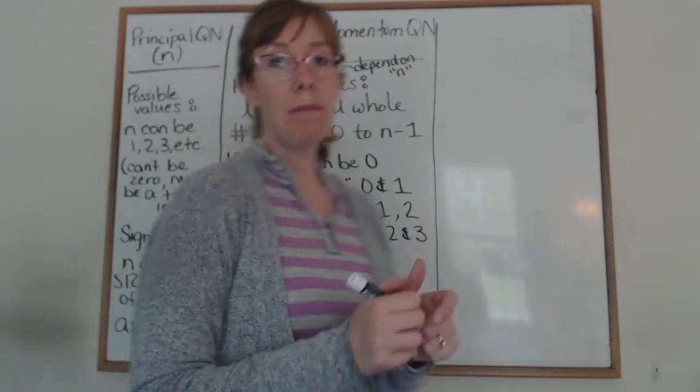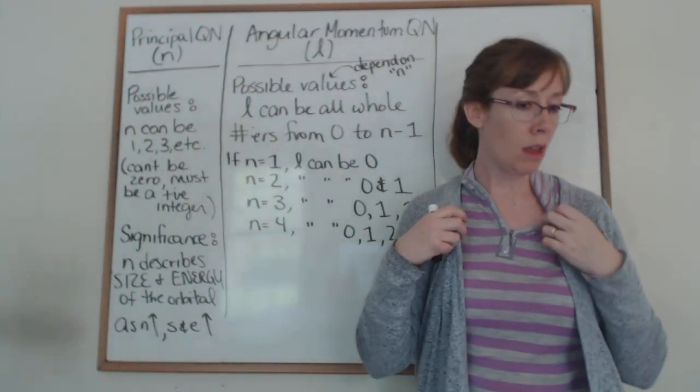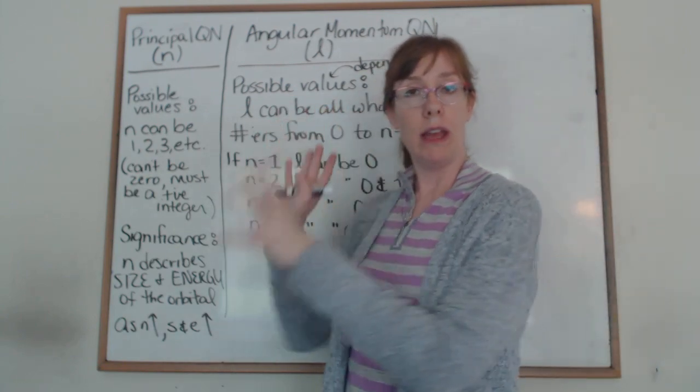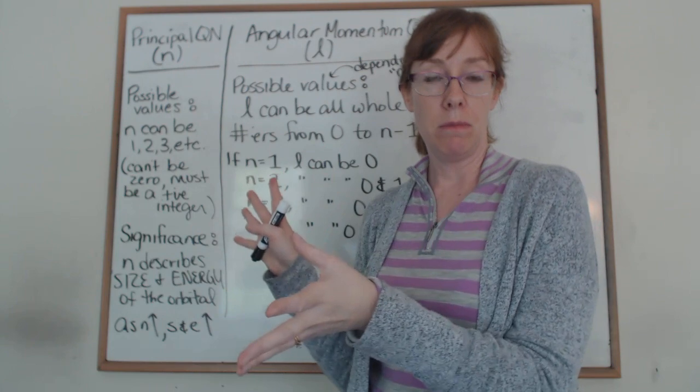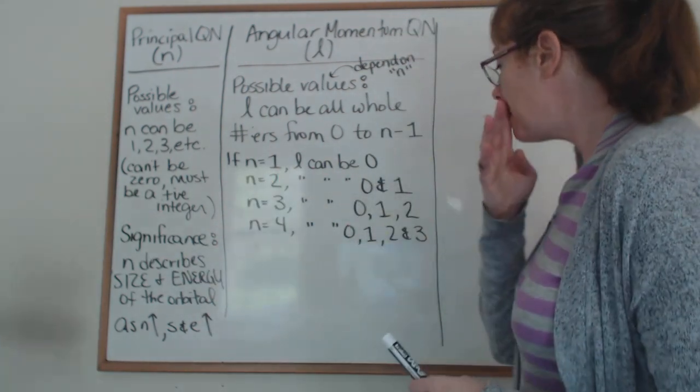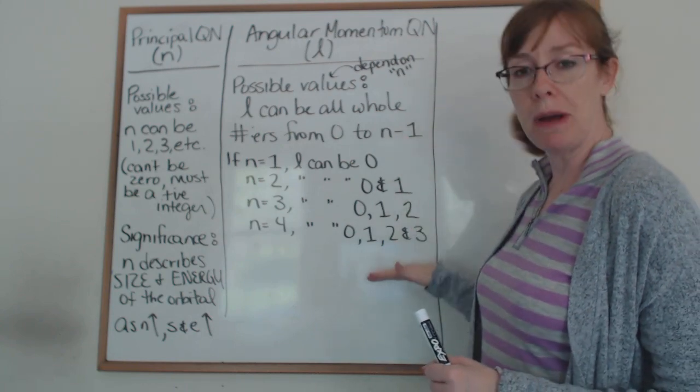We stop there because we might not know it yet, but these are the only L values that are used on the periodic table for all the elements we know. So I'm just going to stop with those ones here. These are your possible values.